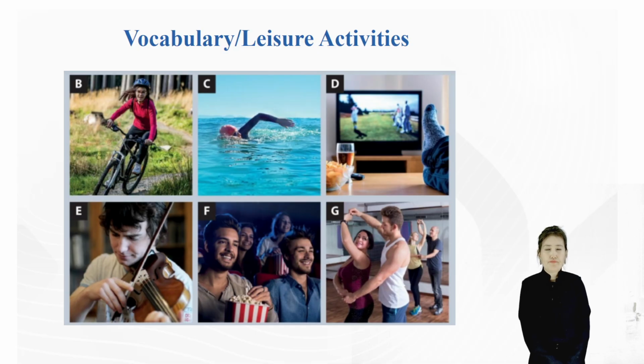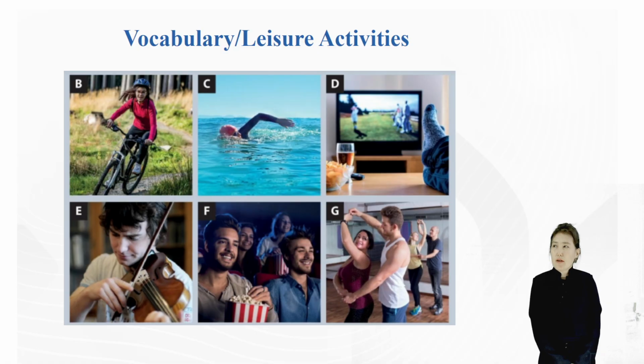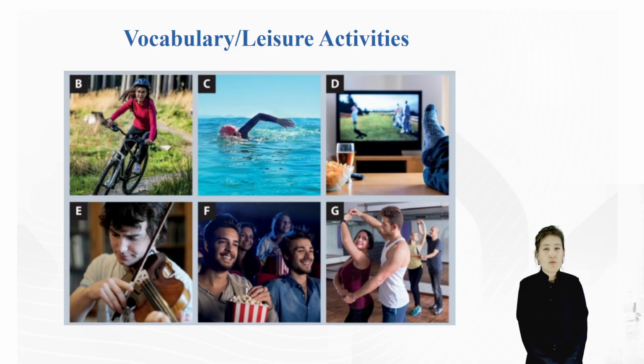Look at the photo. Which activity is that? Now look at the pictures carefully. The first one is, yes, that's right, cycling. C is swimming. D, yes, watching. E, yeah, that's right, he is playing musical instruments. Next, F, going to the cinema. And G, the last one, is dancing.